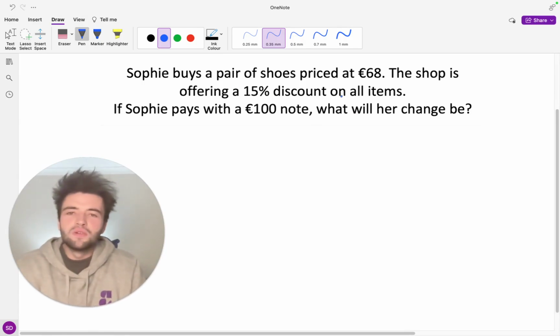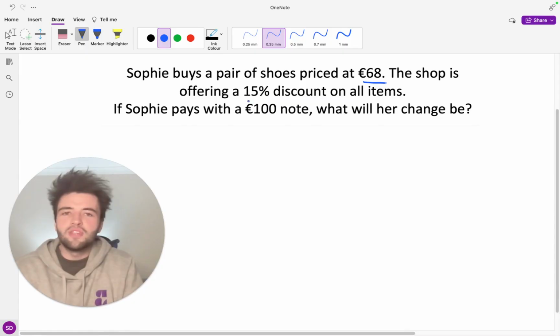So here we have that Sophie buys a pair of shoes priced at €68, and the shop is offering a 15% discount on all items, so that's going to include shoes. And then we're told that Sophie pays a €100 note, and we're asked what her change is going to be.